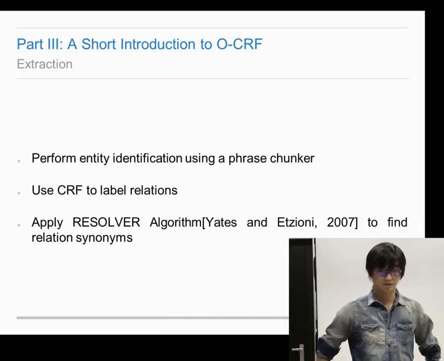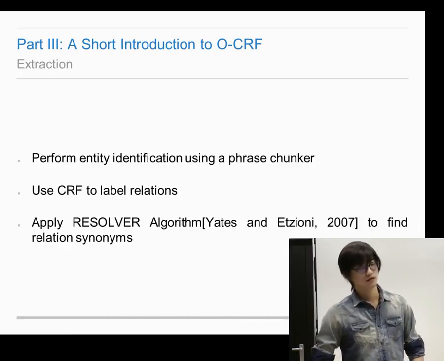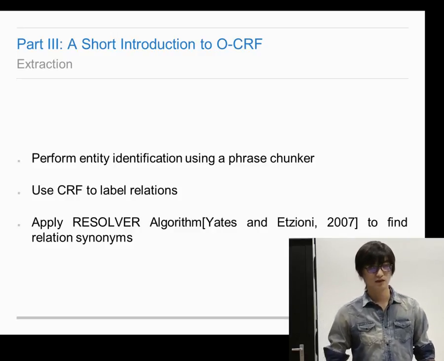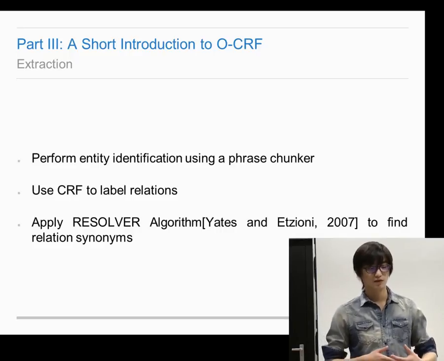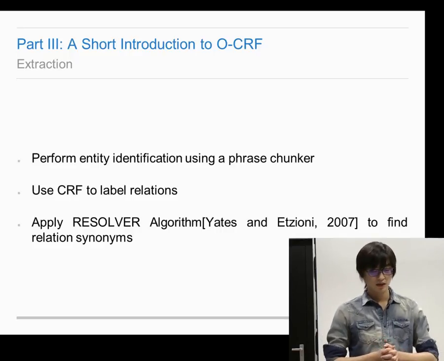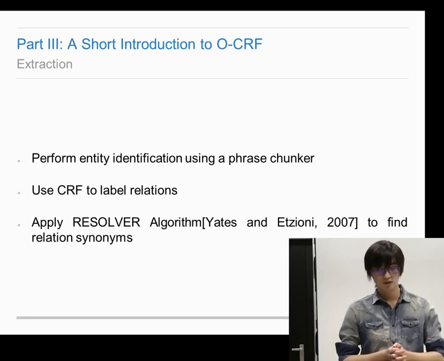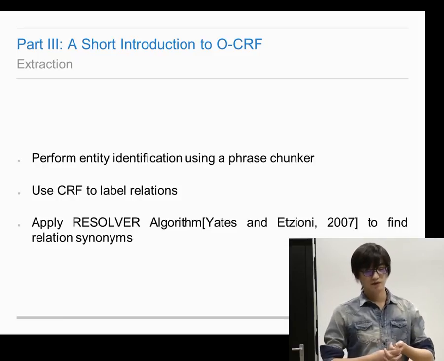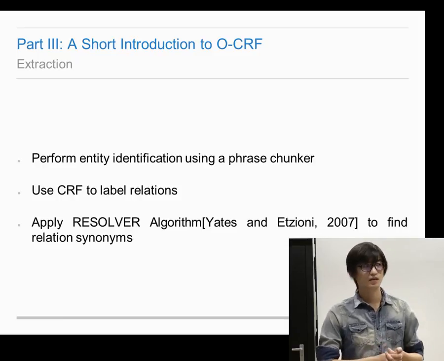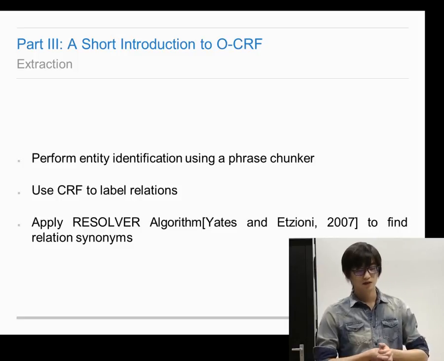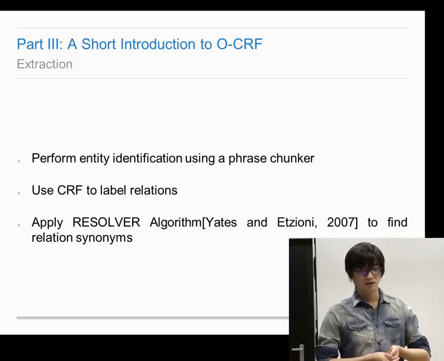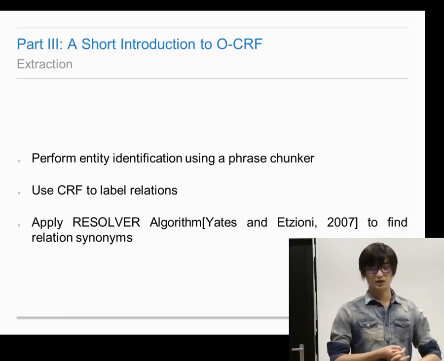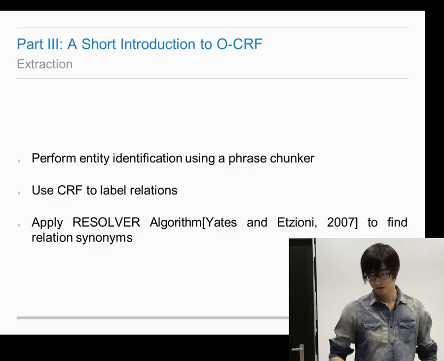And extraction. Extraction is also the easiest module. It uses the CRF to extract our extractions. And here, one more thing to do is to use the resolver algorithm to find relation synonyms. So, for example, sometimes "develop" and "invent" have the same meaning. So we use this algorithm. Using this algorithm, we can reduce these synonyms.